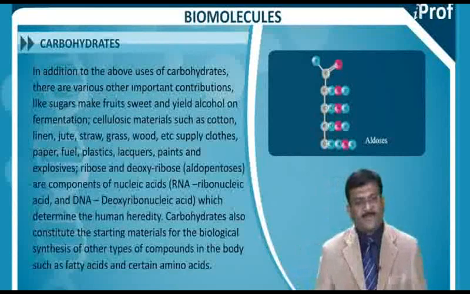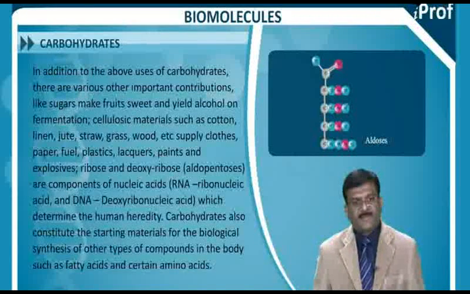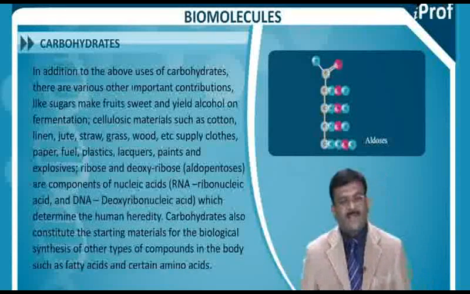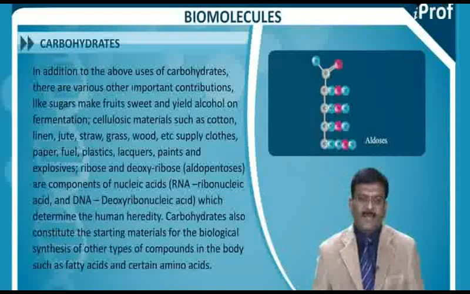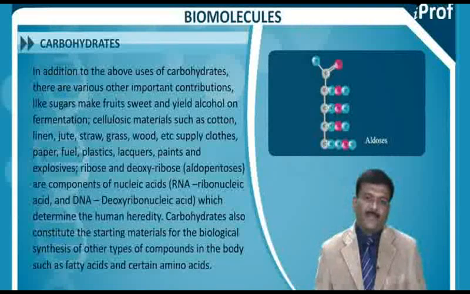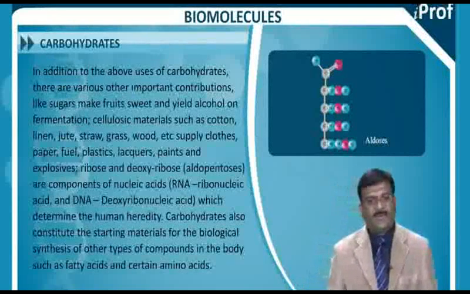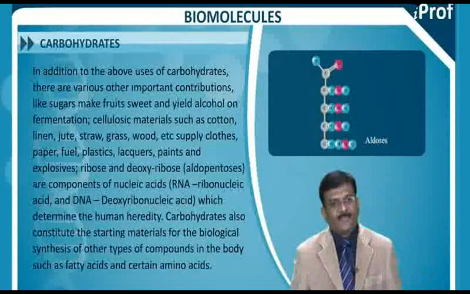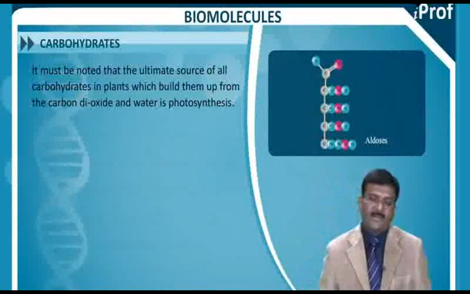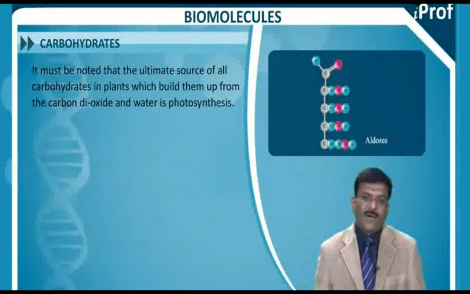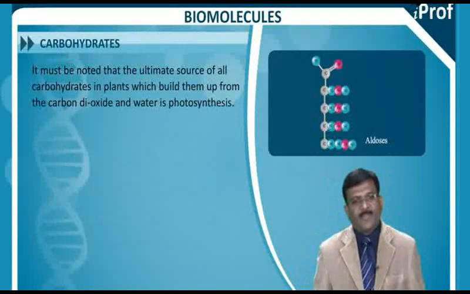Ribose and deoxyribose aldopentoses are components of nucleic acids, RNA, ribonucleic acid, and DNA, deoxyribonucleic acid, which determine human heredity. Carbohydrates also constitute the starting material for the biological synthesis of other types of compounds in the body, such as fatty acids and certain amino acids. It must be noted here that the ultimate source of all carbohydrates is plants, which build them up from carbon dioxide and water by photosynthesis.